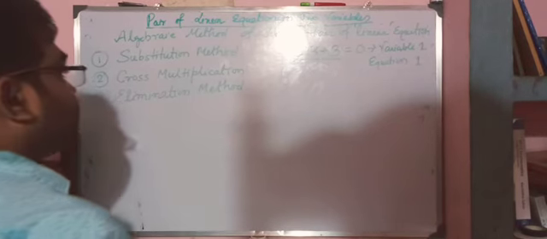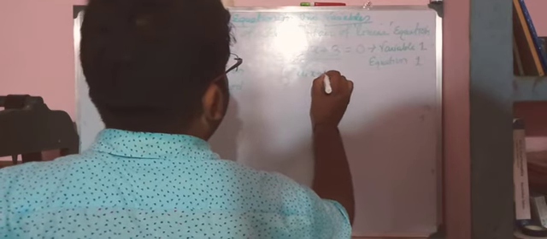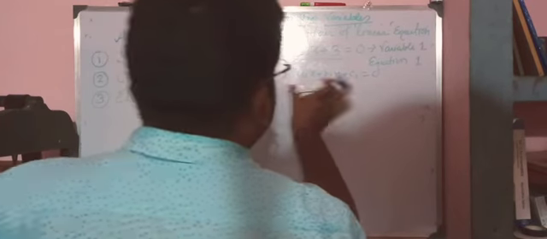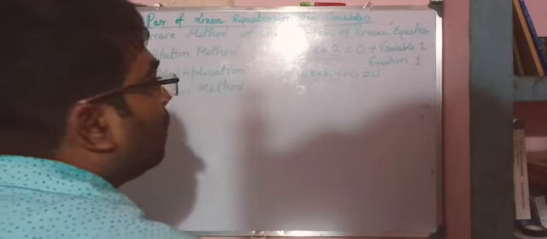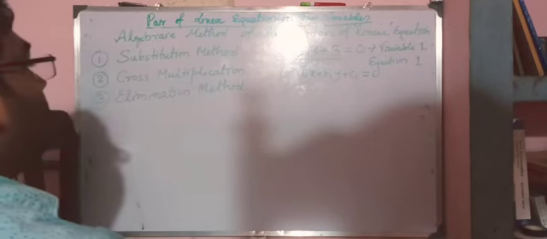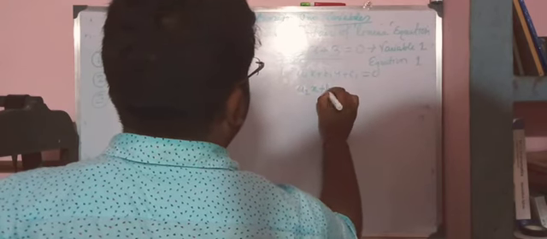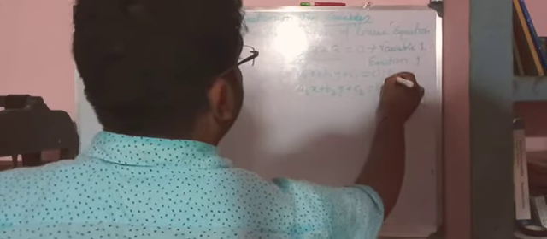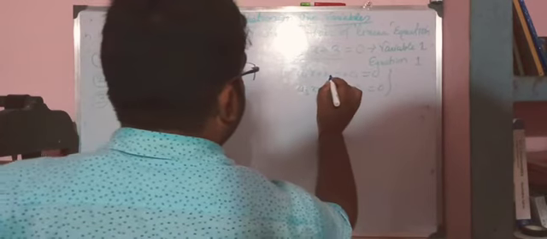That means if we have a1x plus b1y plus c1 equal to 0, we can't solve it, since only one equation is given. So for solving that we need one more equation, a2x plus b2y plus c2 equal to 0. A minimum of two linear equations is needed so that we are able to solve it.